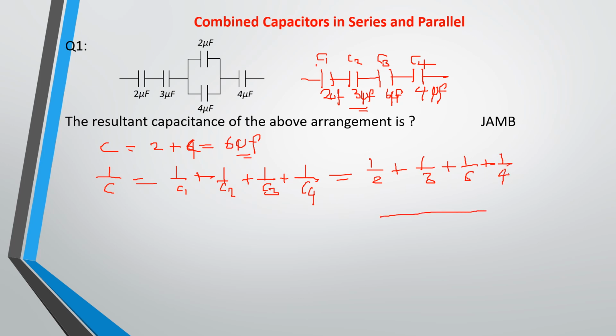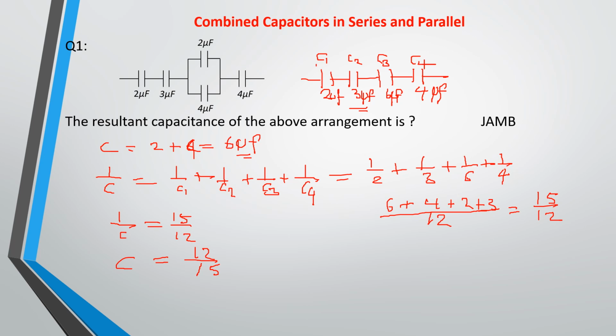So find the LCM of all this. This should be 12, and 2 going into 12 is 6, 3 into 12 is 4, 6 into 12 is 2, and 4 into 12 is 3. So when you do this out, you are going to have 15 all over 12. So 1 over C is equal to 15 over 12, and C is equal to 12 over 15.